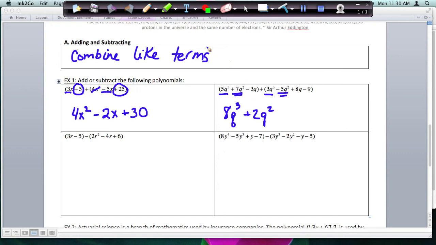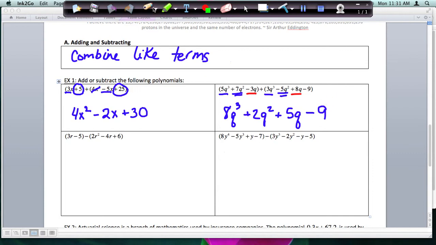And now let's look at our q terms, and I have a negative 3q and a positive 8q, and negative 3 plus 8 is a positive 5. So positive 5q, and then last just bring down that constant term of negative 9 because it doesn't have any like terms.